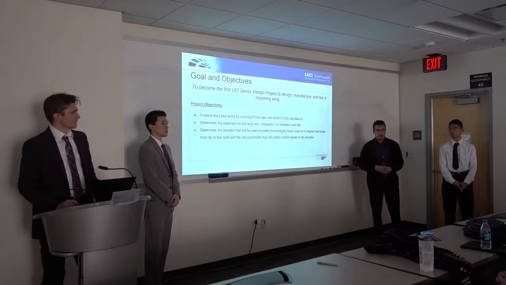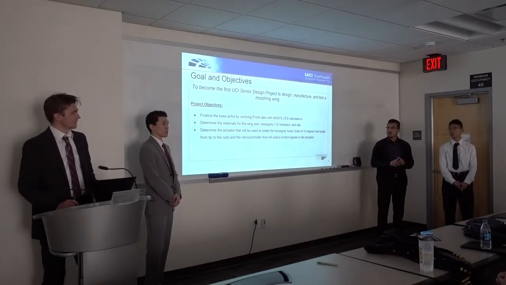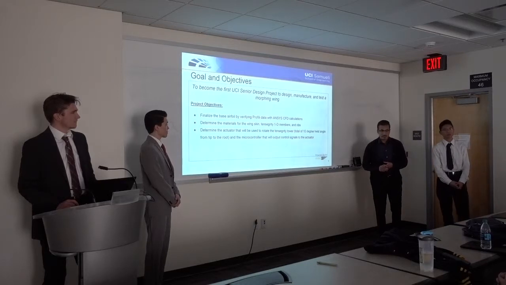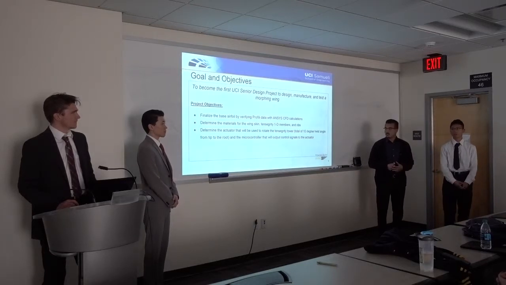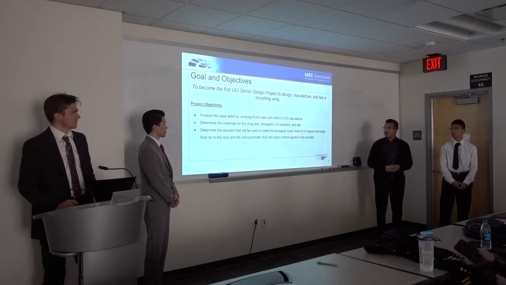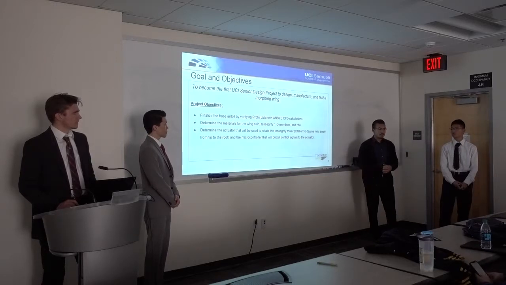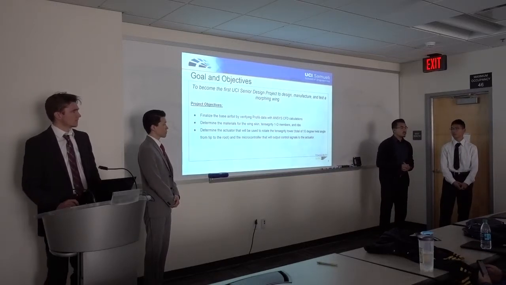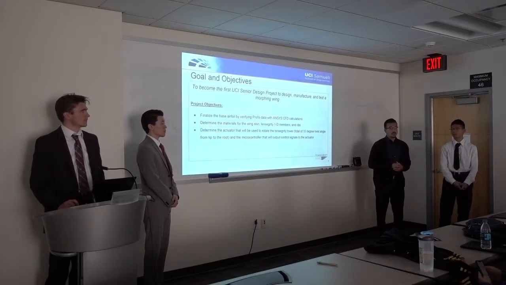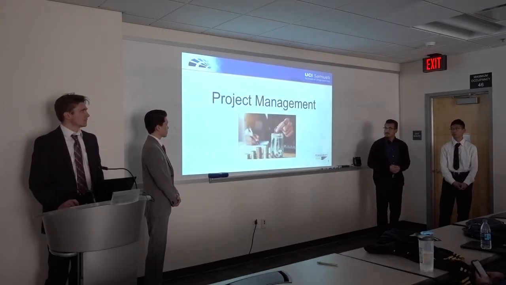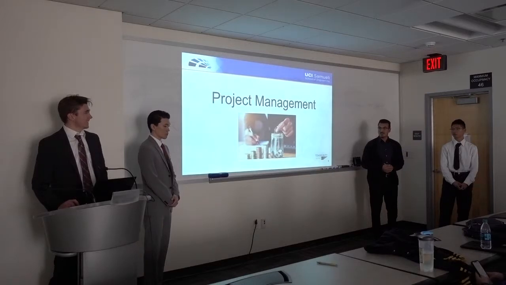We want to determine the materials for the wing skin, the tensegrity 1D members, and the ribs. And we want to determine the actuators that are going to be used to rotate the tensegrity tower. We want to achieve a total of 10-degree twist, because the base airfoil that we chose is the Falcon airfoil, and the stall angle for that is 10 degrees. And I'll pass it on to Robert.